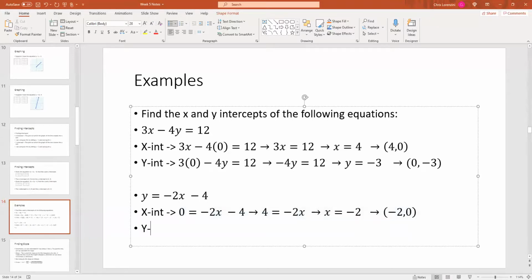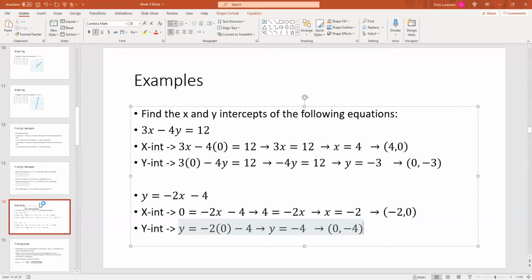And now I have to go about finding my y-intercept. So let's find our y-intercept here. When finding my y-intercept, I let x equal 0, and I solve for y. So my equation breaks down now into y is equal to negative 4. Well, that sure was easy. Glad that happened. So when x is equal to 0, y is equal to negative 4. That is my y-intercept.